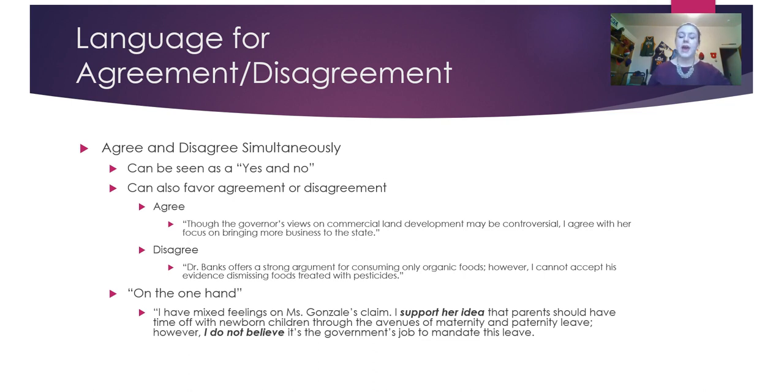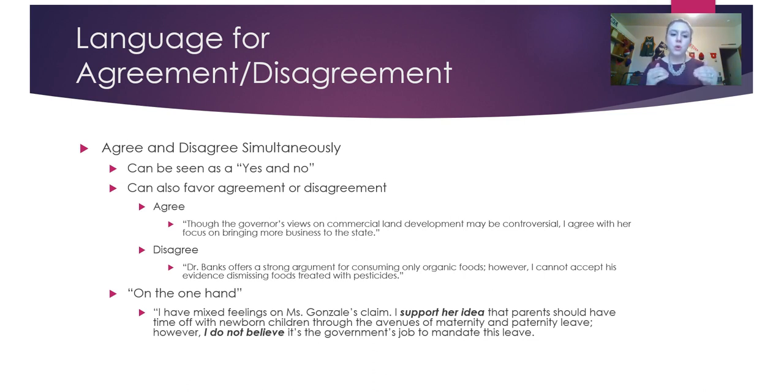We can also look at it in terms of disagreement, or favoring disagreement. "Dr. Banks offers a strong argument for consuming only organic foods. However, I cannot accept his evidence dismissing foods treated with pesticides." So we're saying, yes, this is a strong argument. I can say that eating organic is going to be a good option. But at the end of the day, I'm just not sold on the critiques they're offering regarding pesticides. So we can see that even if there are instances in which we're noticing both agreement and disagreement, there are ways that we can communicate that relationship.